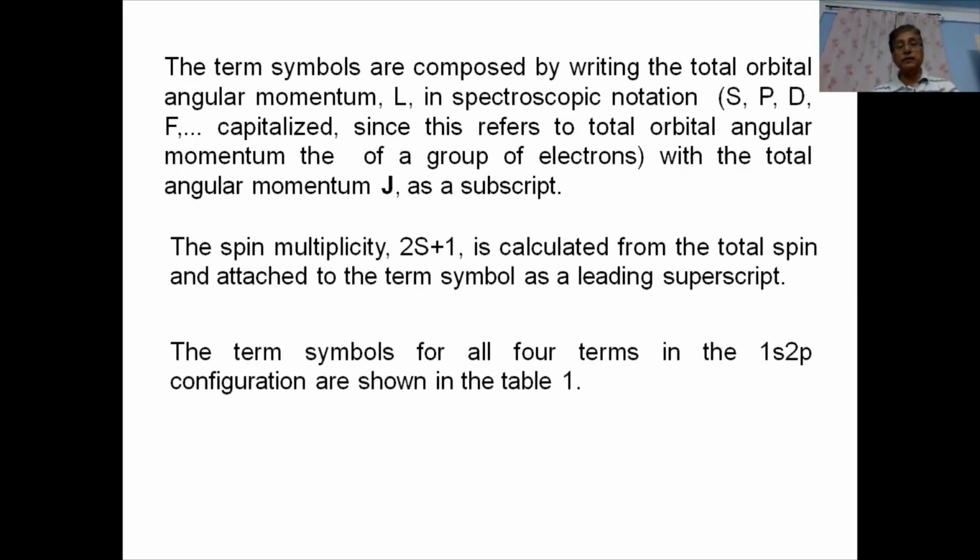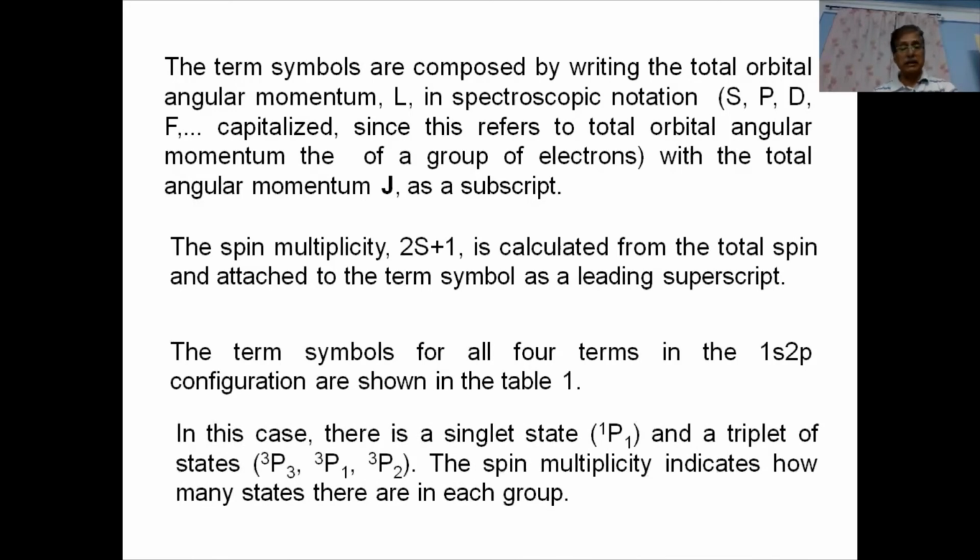The term symbols for all four terms in the 1s2p configuration that we have seen in table 1, and in here we have one singlet, 1P1, and three triplets, that is 3P0, 3P1, 3P2.